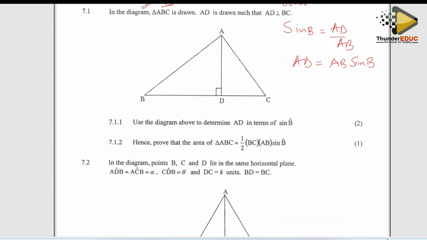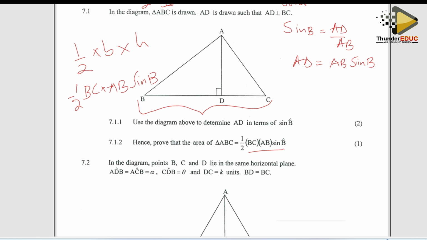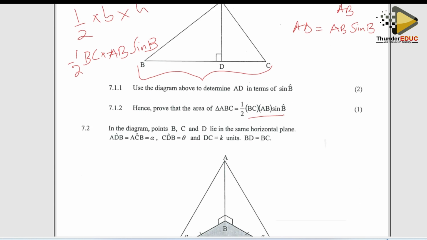Okay. Then they're telling us, hence prove that. So we know that the area of the triangle is a half times the base times the height. Our base is BC. So that's a half times BC times our height, which is AB sine of B. So that is how we prove that.